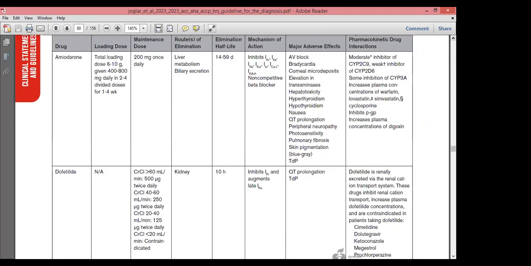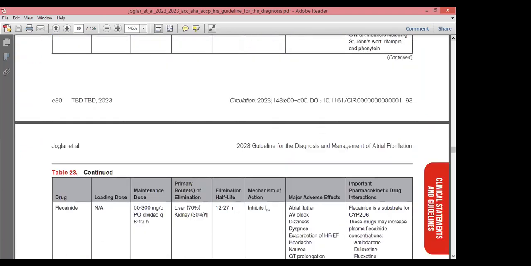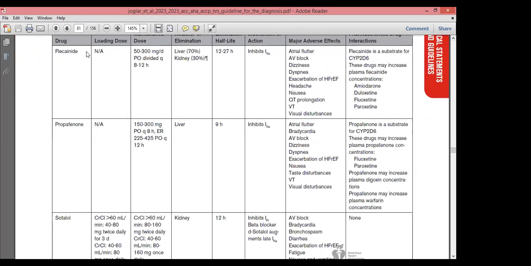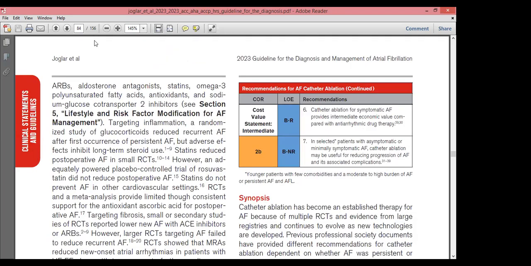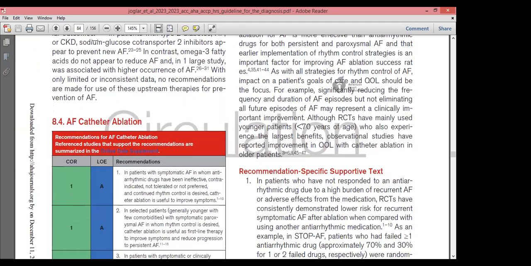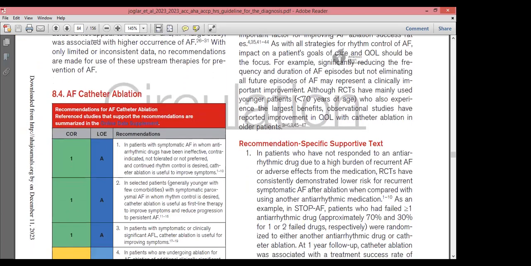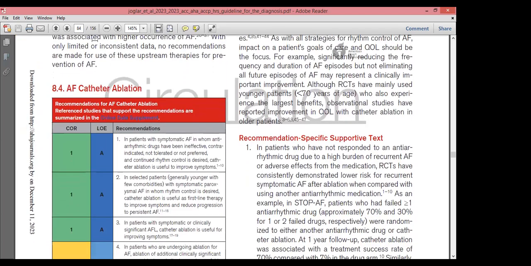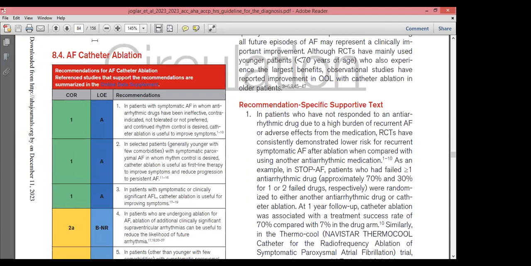Almost there. Let me go to 84, catheter ablation. This is another, they upgraded it from a 2A to a class 1. Yes, let me talk about this. In 2019, and even the ESC guideline of 2020, this part that I want to talk about now is actually 2A. So AHA have upgraded it last year to a class 1.